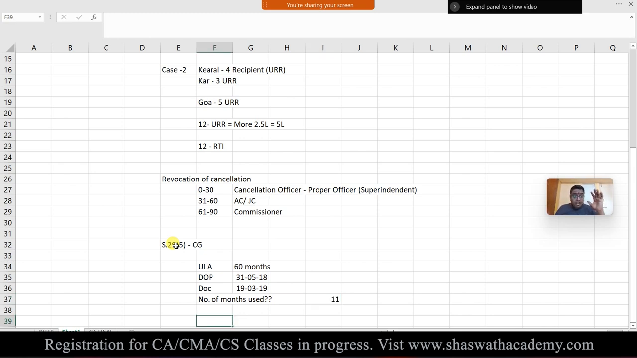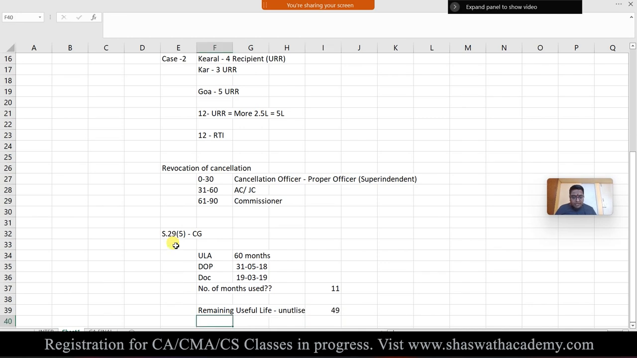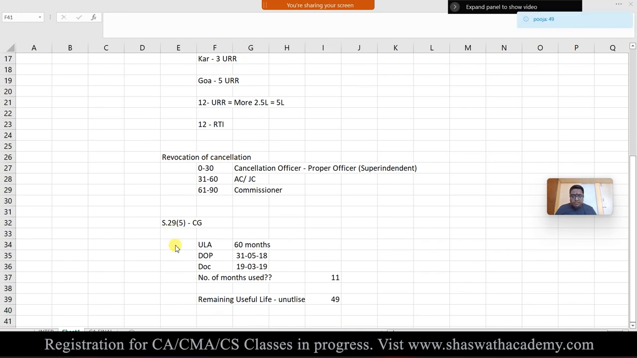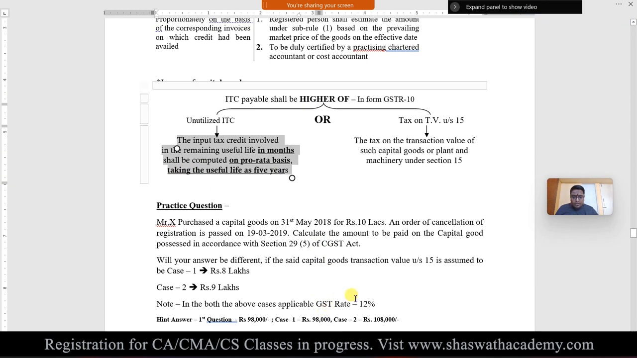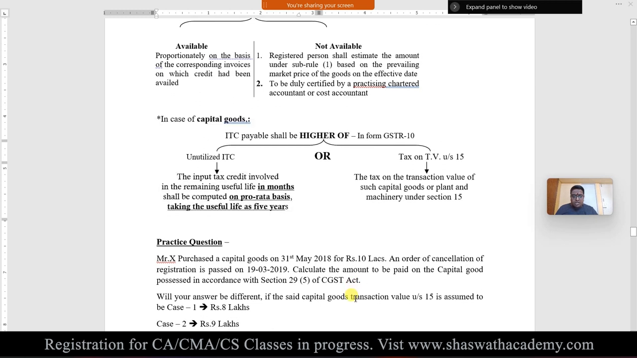No, it is a big Ramanujam mathematics calculation. What is the remaining unutilized useful life? Very difficult mathematical calculation. 60 minus 11, 49. And my dear, in this problem they have assumed the rate of tax as 12%.